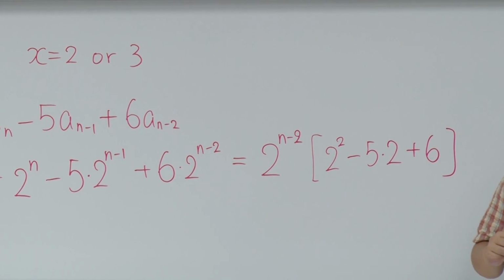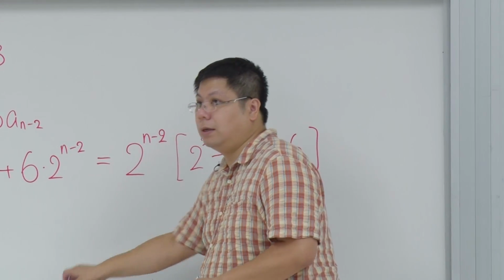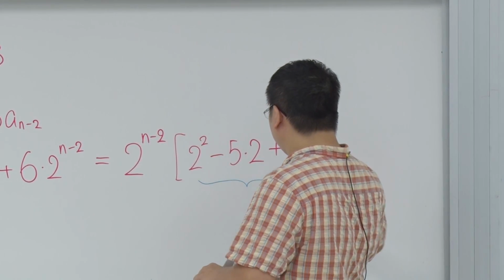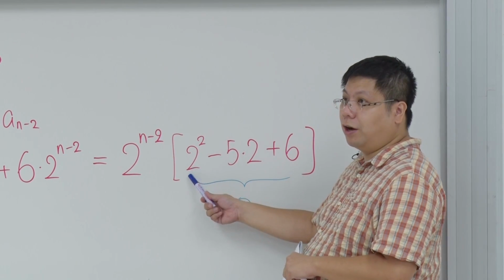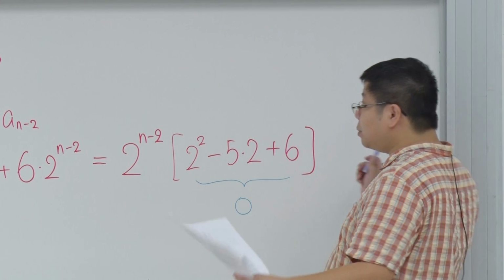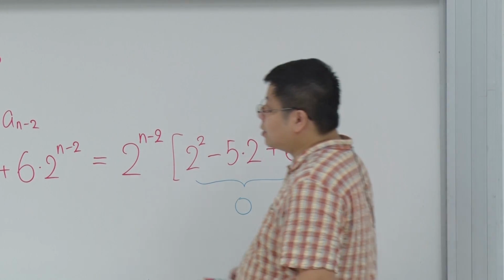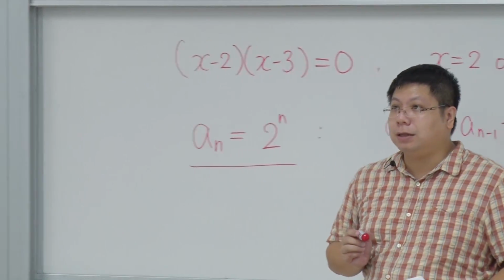And look at it. This is going to be 0. Why? Because 2 is the root of x squared minus 5x plus 6. So this will be 0. So this is one of the cases where we can set it to be 0.